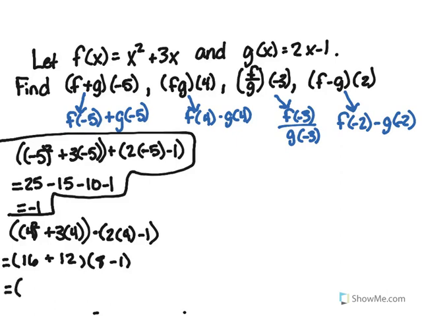16 plus 12 is going to be 28, times 8 minus 1, which is 7. Okay, so our total is going to be 196. So that's the end of that part.